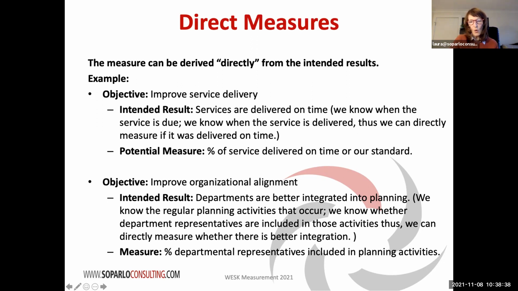All right. Or another example is, say you want to improve organizational alignment. We want better integration in our planning activities with our business lines and so on and so forth. So again, there's the narrative, and then they can measure percentage of department representatives included in our planning activities. So it's kind of a direct component there.